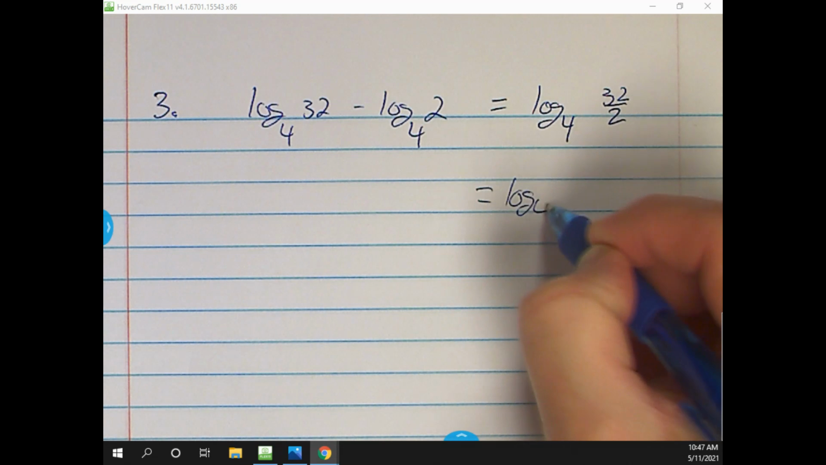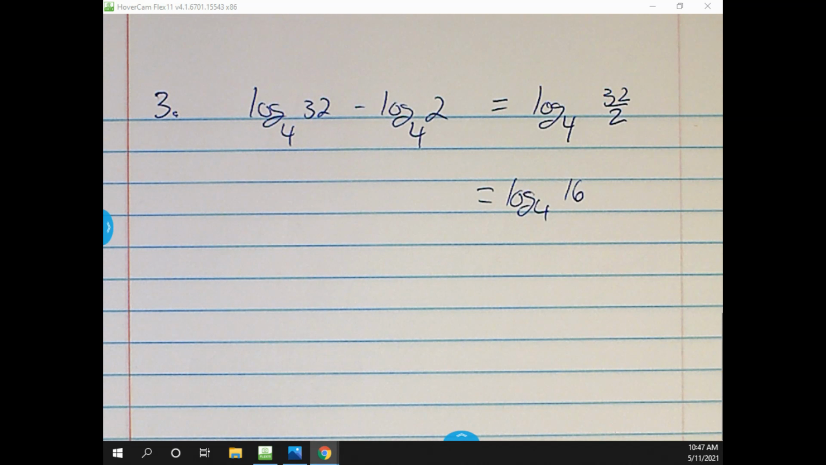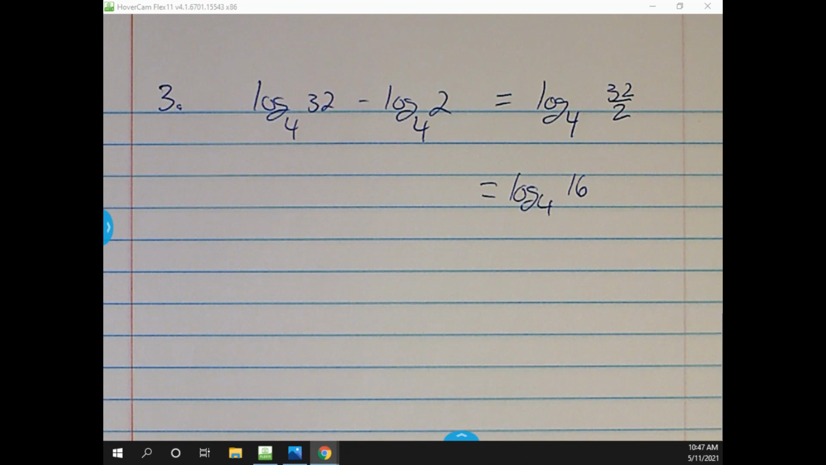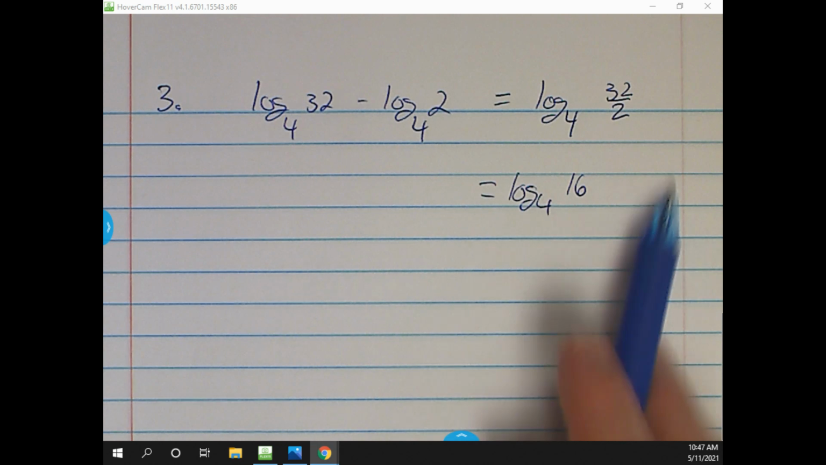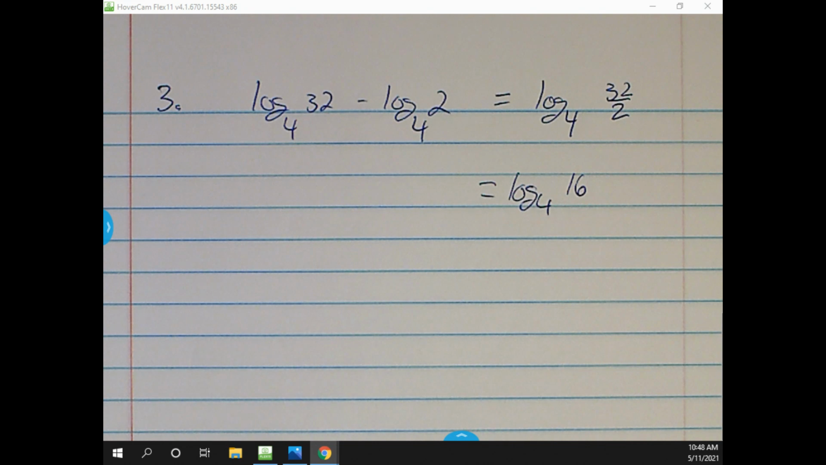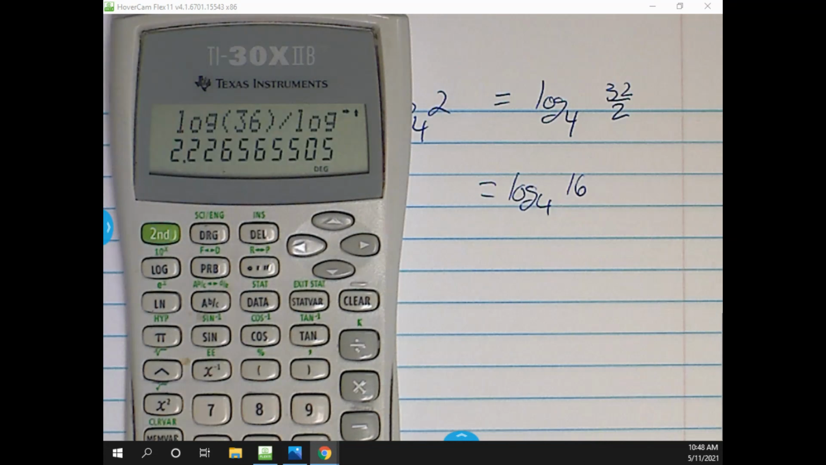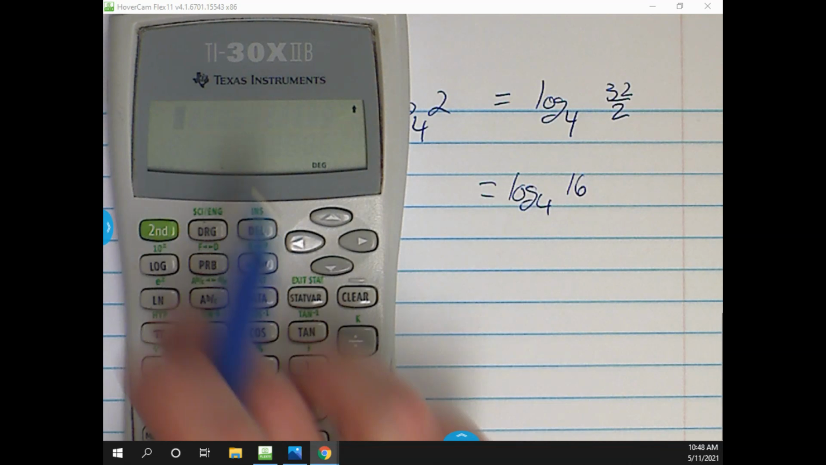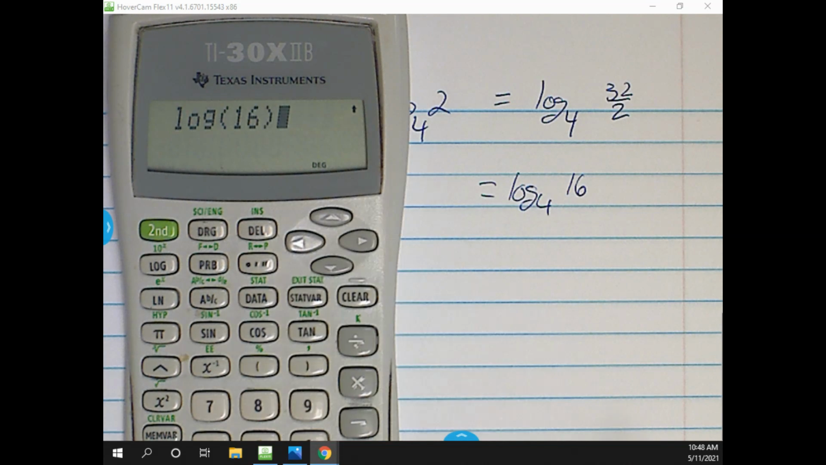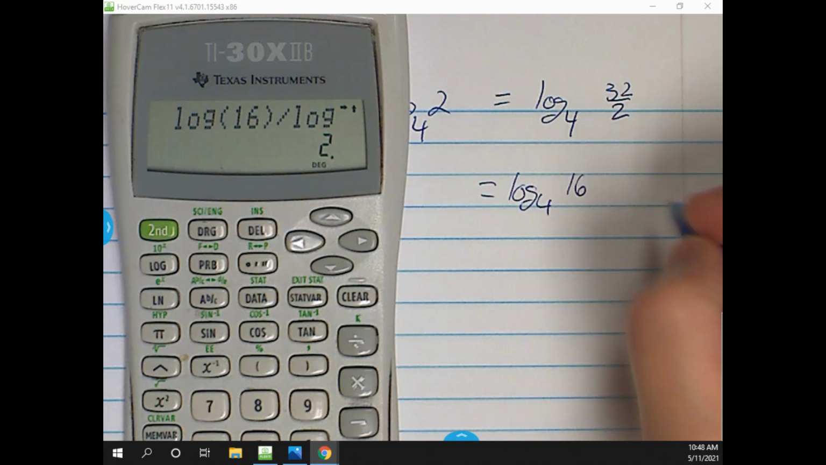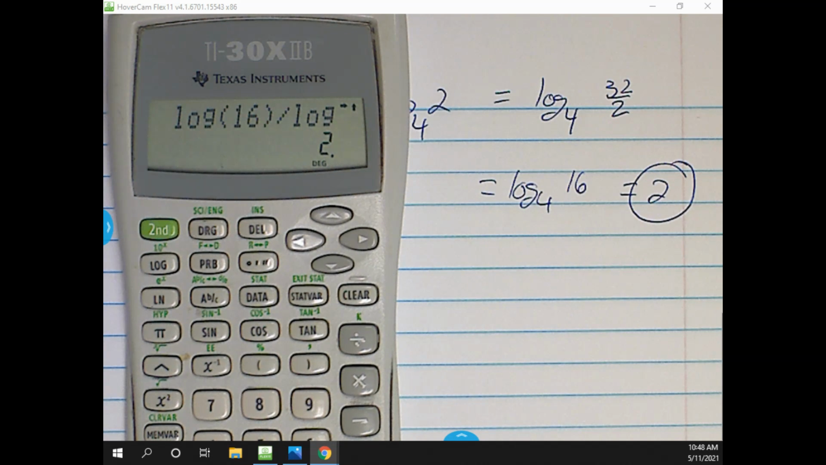Well, that is 16. And there's one where, technically, they would tell you not to use your calculator, but you can go back and rewrite it in the exponential form and check it. But to me, that's one where you kind of know if you need to work on it, because then you can take log of 16 and divide it by log of 4, and you get 2. So then the answer is going to be 2.